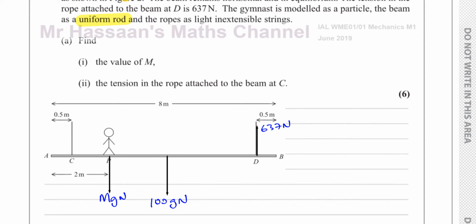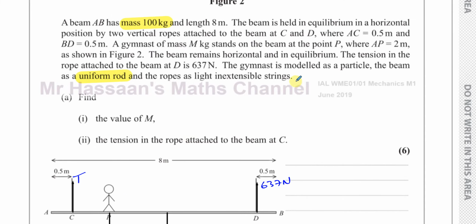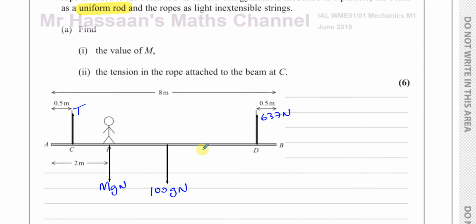There's also a tension at C, which we don't know and have to find. That's the tension acting at C, and I'll just call it T. So those are all the forces acting on the beam, which is what we're concerned with.